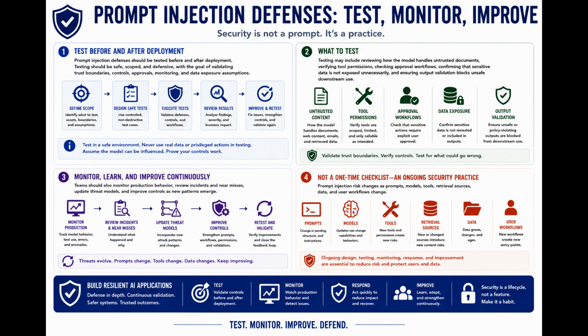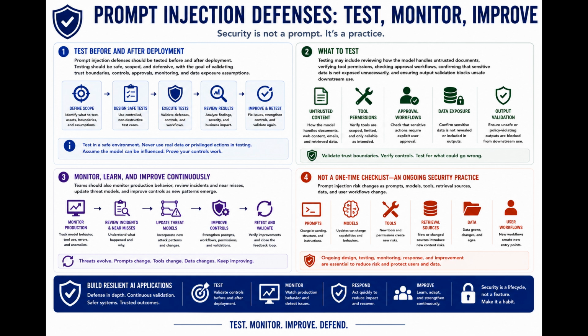Prompt injection defenses should be tested before and after deployment. Testing should be safe, scoped, and defensive with the goal of validating trust boundaries, controls, approvals, monitoring, and data exposure assumptions. Testing may include reviewing how the model handles untrusted documents, verifying tool permissions, checking approval workflows, confirming that sensitive data is not exposed unnecessarily, and ensuring output validation blocks unsafe downstream use.